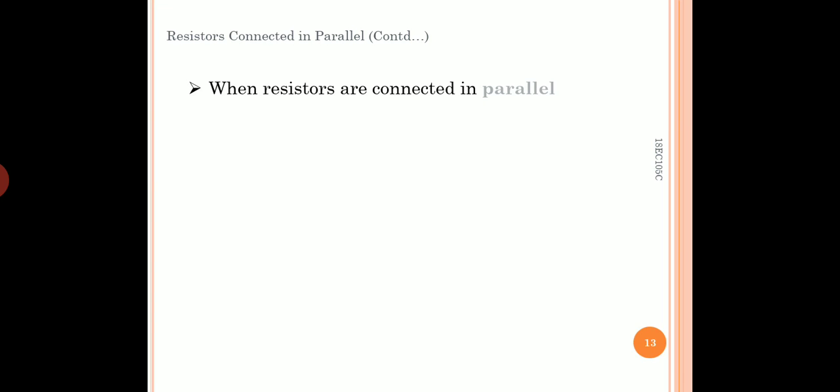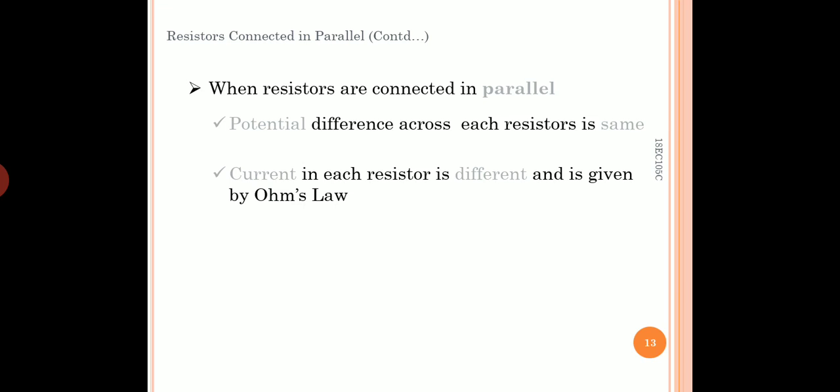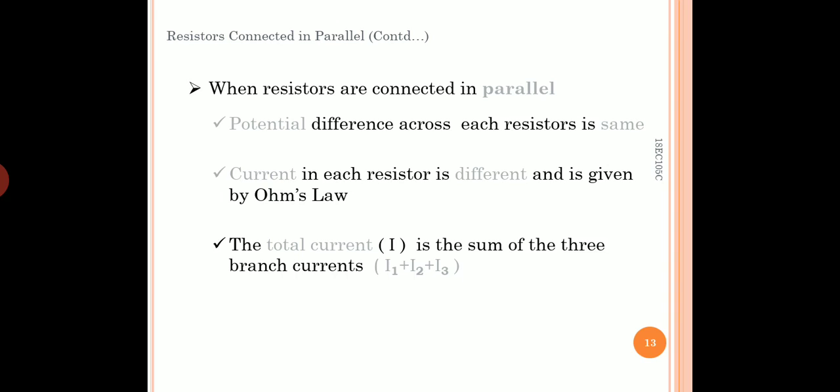So let us see about the resistors connected in parallel. When they are connected in parallel, the potential difference across each resistor is the same, and the current in each resistor is different, and it will be given by Ohm's law. So it is simple, I equals V by R, and the total current is the sum of three branch currents, that is I1, I2 and I3.